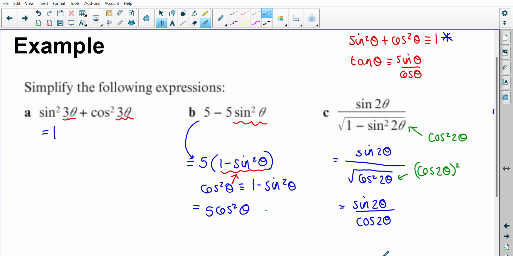And if you spotted it, I've got the same setup as the second identity, which I haven't used yet. So tan theta equals sine theta over cos theta. My angles are just 2 theta. So this is the same as tan 2 theta. Okay, so just practicing using the identities, spotting where we can substitute in.